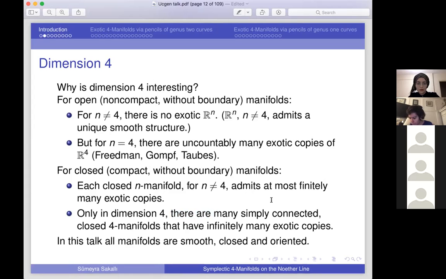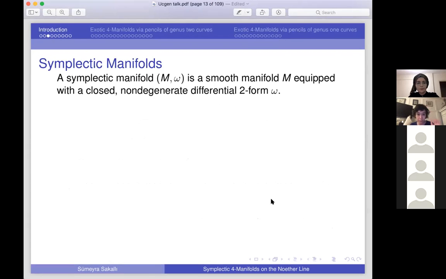In my talk, all of the manifolds will be smooth, closed, and oriented. I'm also working with a more special class of manifolds, called symplectic manifolds. Here is the definition, valid in any dimension. A symplectic manifold is a smooth manifold M together with a closed non-degenerate differential 2-form omega. From this definition, one can prove that all symplectic manifolds are even dimensional and orientable.